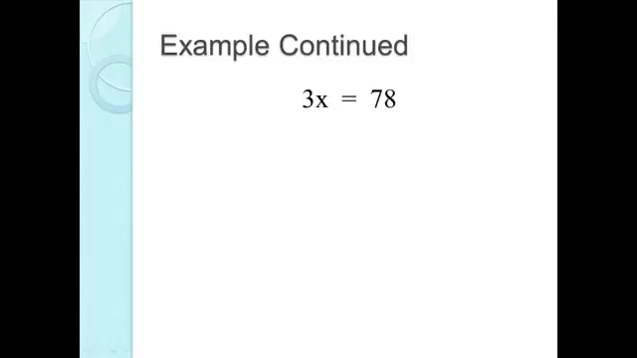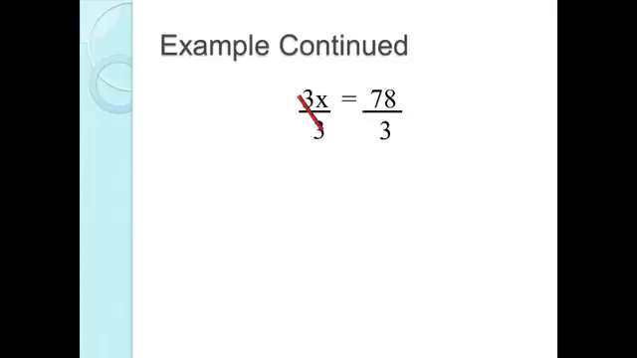In the previous example, we posed the question, what number times 3 is equal to 78? Since 3 is being multiplied by the variable, we will do the opposite and divide by 3 on both sides of the equation. The 3's on the left-hand side of the equation will cancel.